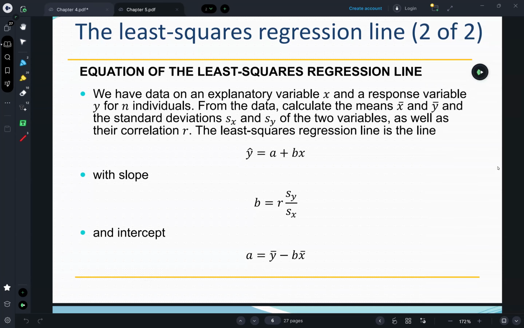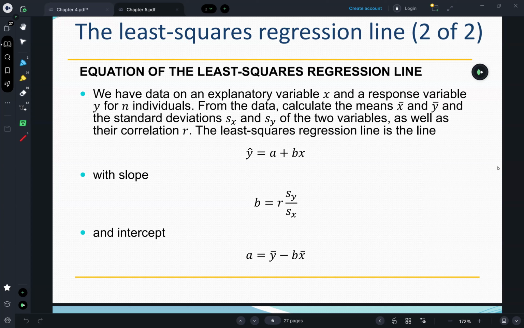So we don't just call it any y equals a plus bx. It specifically has a little hat on it. That means it's the regression line, and it's been calculated using the slope b, which is a function of r times the standard deviation of y divided by the standard deviation of x, and an intercept, which is going to be a, which is the average of the y, subtract the slope times the average of the x.